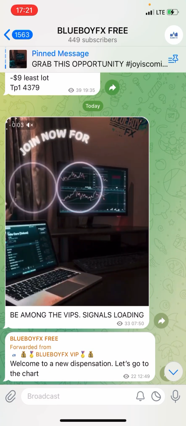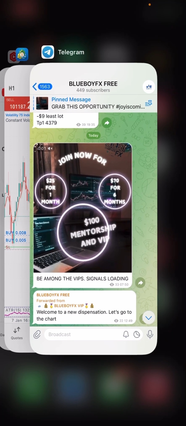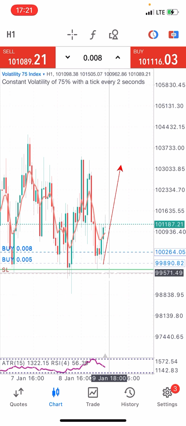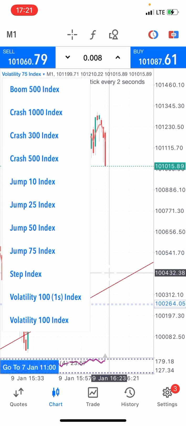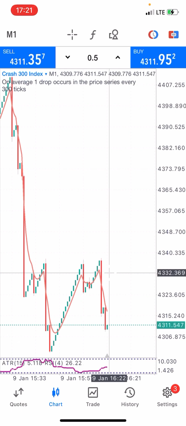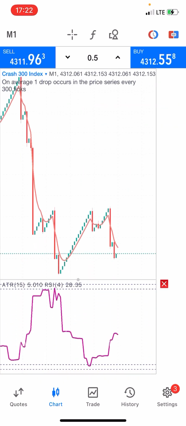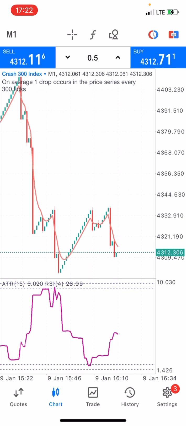So let's now get to the business of the day. Let's try raising using this indicator on, let's start with, I love the crash 300 very much. So now we're going to bring up the indicator. So far so good. This has gone far already.